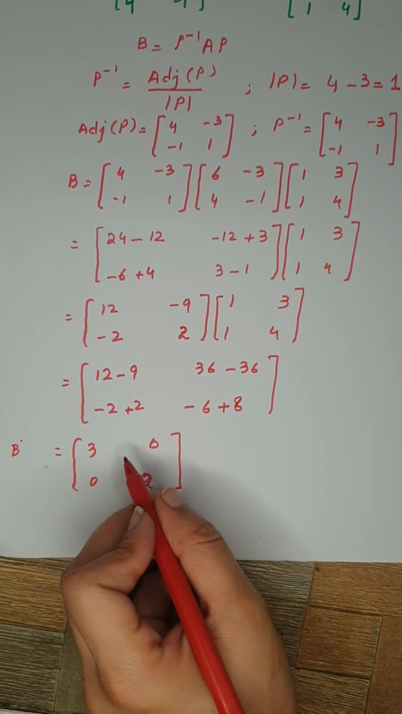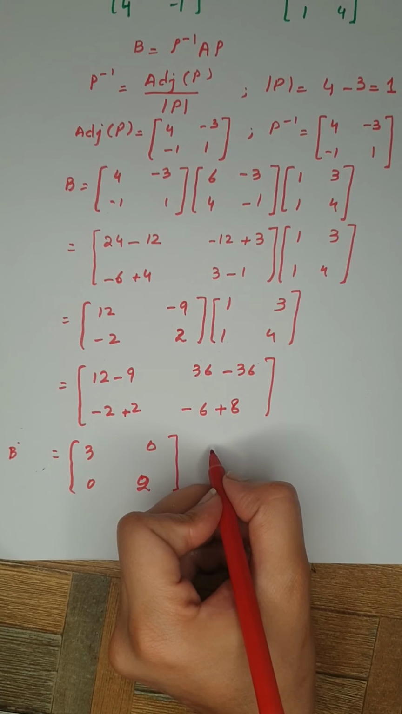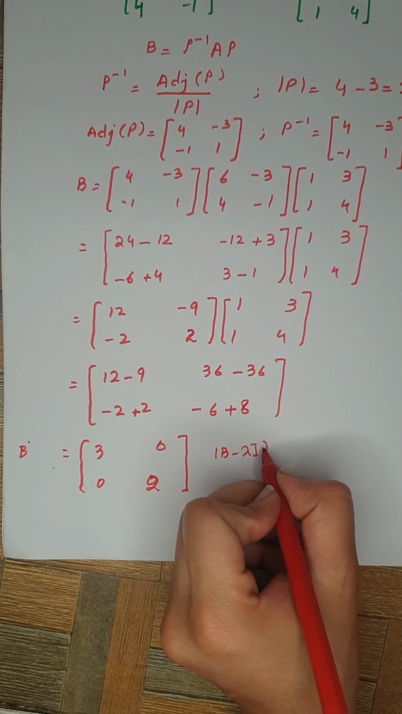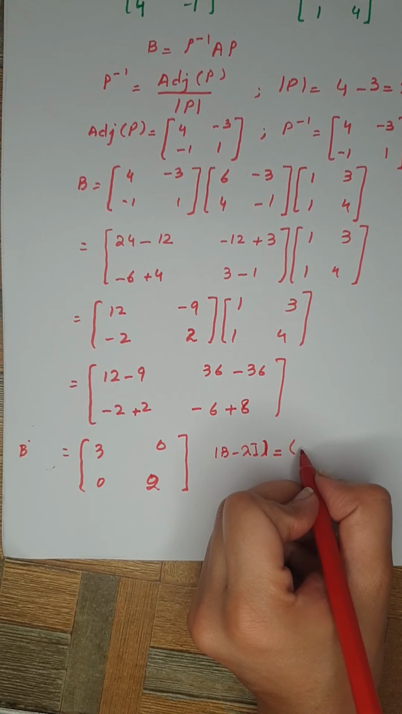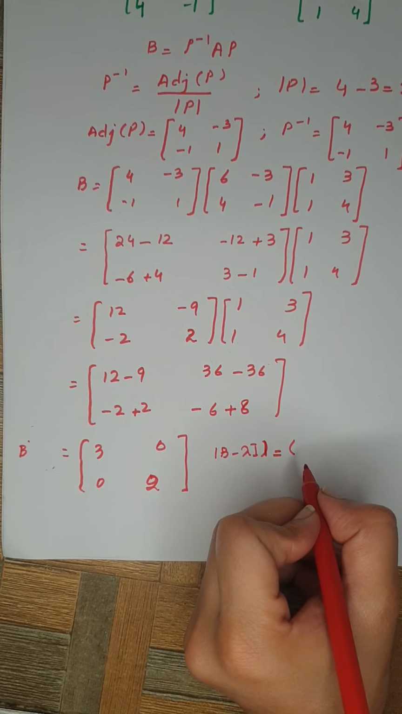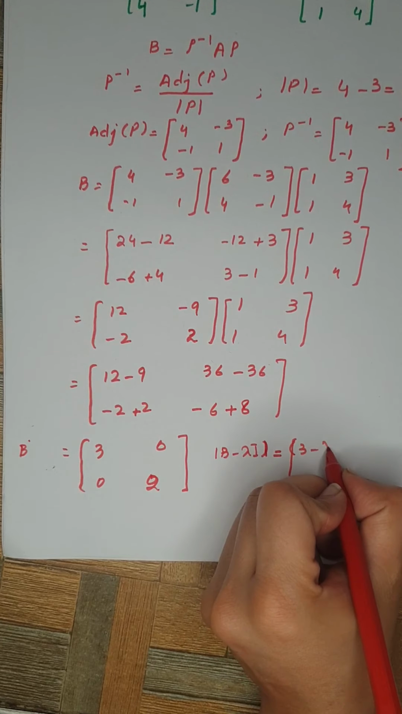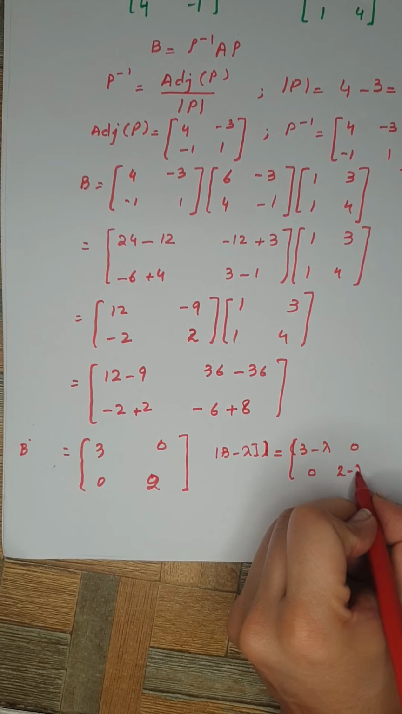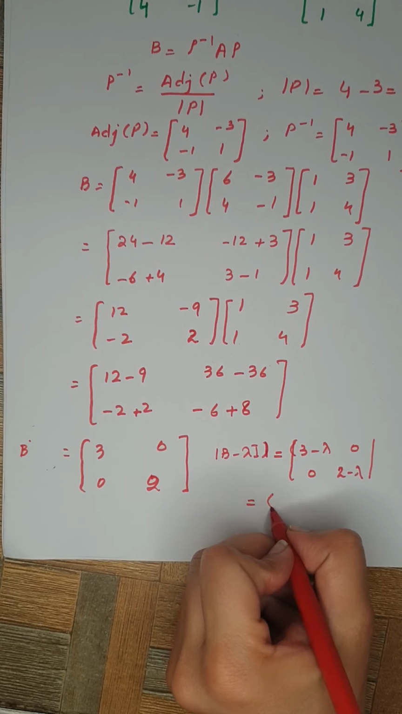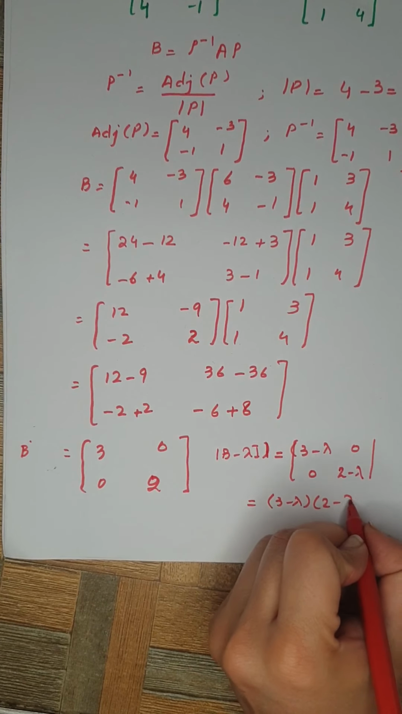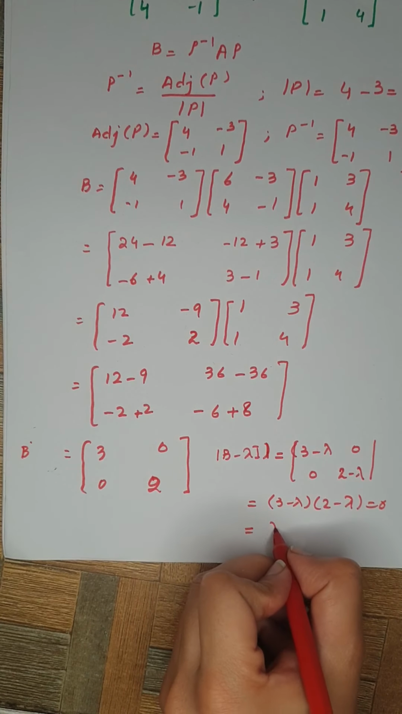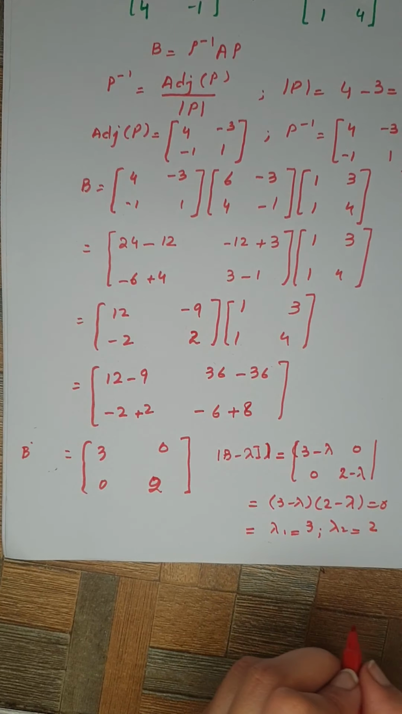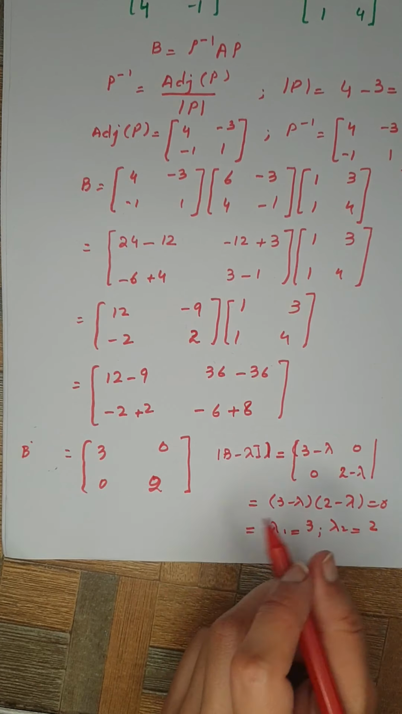Okay, let's find its characteristic equation, B minus lambda into I, which is equal to 3 minus lambda 0 0 2 minus lambda. All right, so 3 minus lambda into 2 minus lambda is equal to 0. This results in lambda 1 is equal to 3 and lambda 2 is equal to 2. So these are the two eigenvalues of the similar matrix.